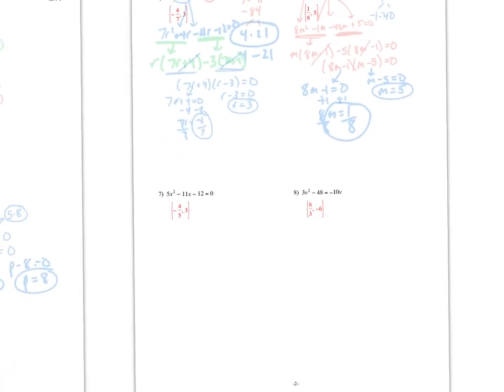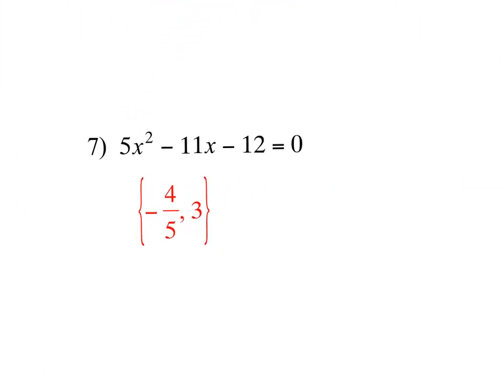All right, number 7 and 8 are more of the same, so we'll go through this one a little quicker. Number 7, we're just going to do 5 times negative 12. That's going to give us negative 60.